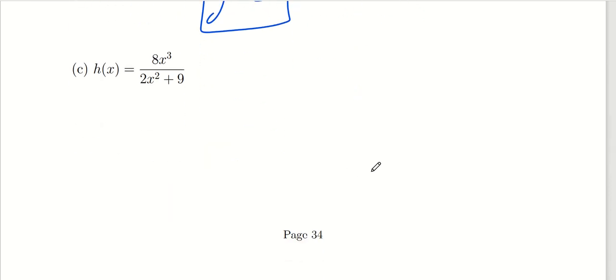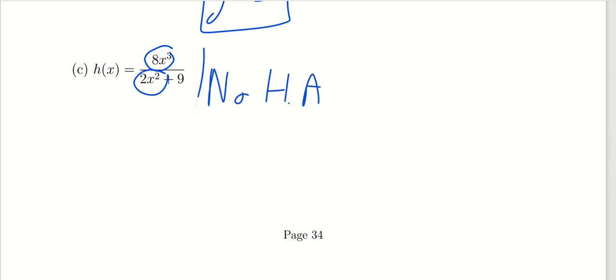If we look at c, the highest power in the numerator is x cubed. The highest power in the denominator is x squared. Overall, the highest power of this rational function lies in the numerator, and that means that there will be no horizontal asymptote.